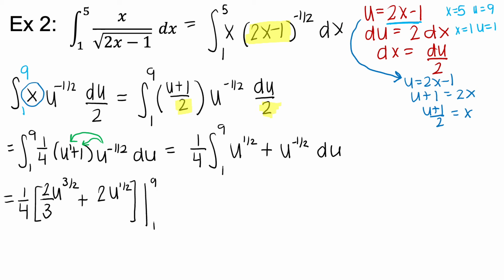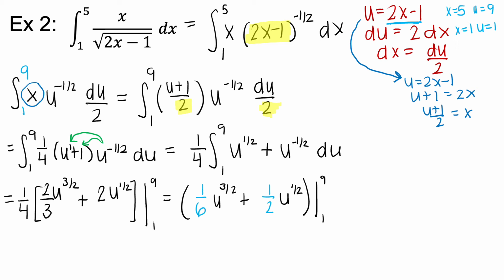Now I'm going to first distribute my 1/4 through, so this becomes 2 over 12 u to the 3/2 plus 2 over 4 u to the 1/2, and I'm going to go ahead and simplify both of those. So 2 over 12 I'm going to rewrite as 1 over 6, and then 2 over 4 I'm going to rewrite as 1/2. If that was a little fast, feel free to pause or to back it up a little bit and make sure that you are okay with that. Now I'm going to evaluate from 1 to 9.